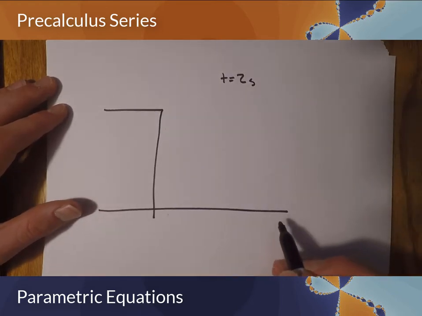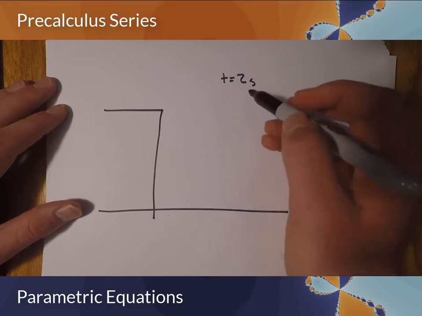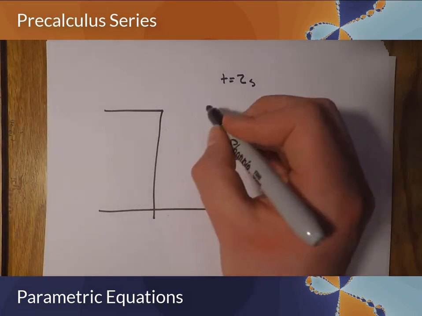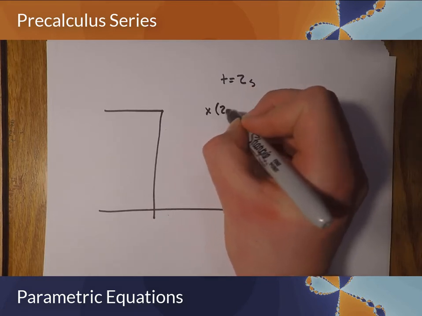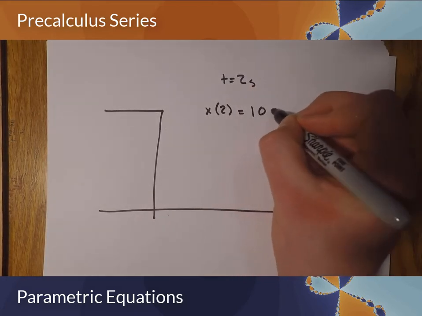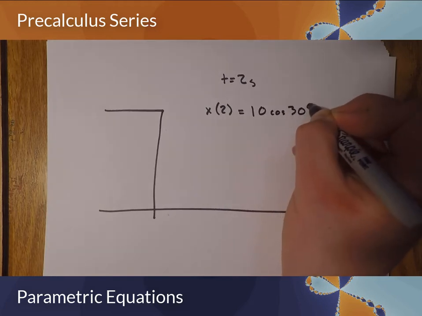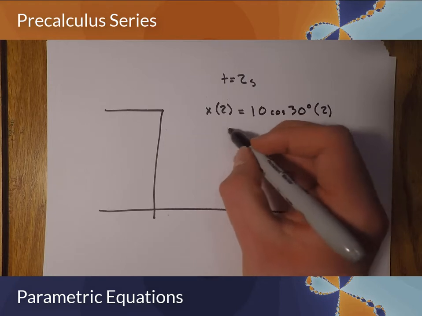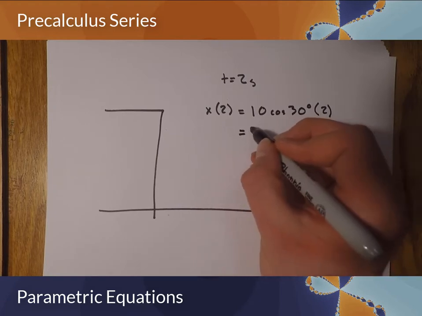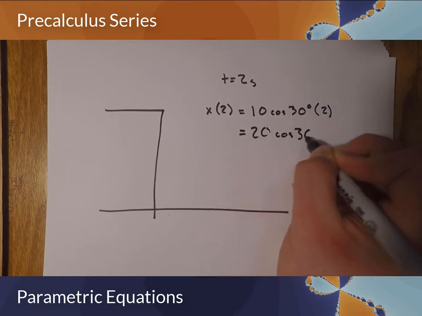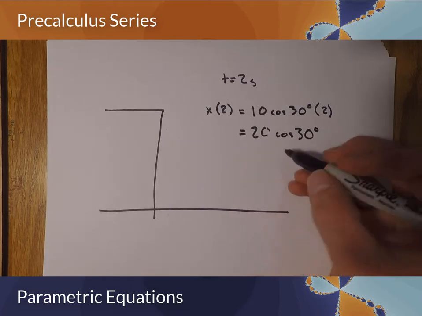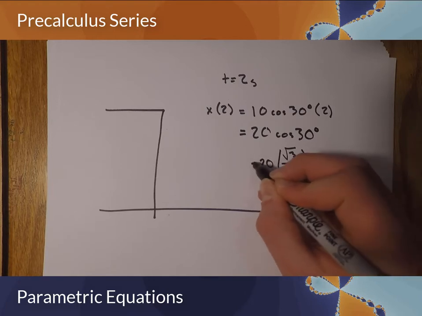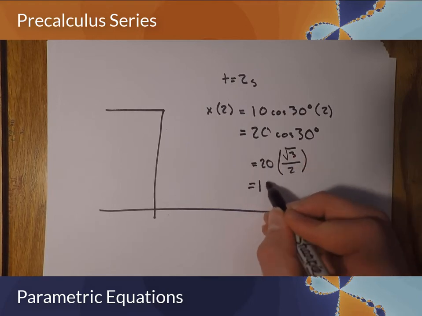and we can now calculate how far it travels from the building. So we just take this value here and plug it into our x function to determine its horizontal distance. So x of 2 equals 10 cosine of 30, and then we're just going to replace t with 2, which means that the total distance it travels is equivalent to 20 cosine of 30. And we know that cosine of 30 is equal to root 3 over 2, so we can multiply 20 by root 3 over 2 to get 10 root 3.